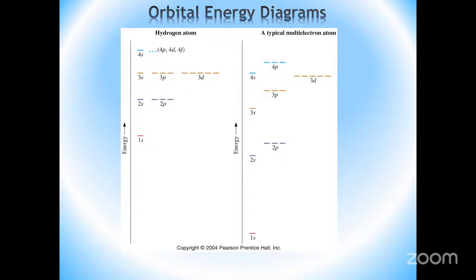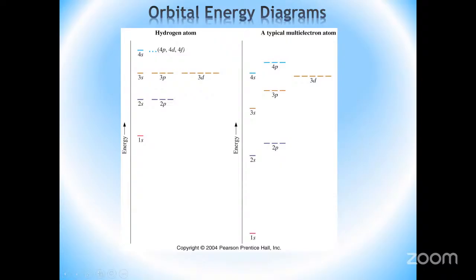Now, on the left, we have basically how the orbitals are arranged in terms of energy for the hydrogen atom. Remember, the hydrogen atom has only one electron. In this case, the first shell will have the 1s orbital, and then the second shell will have the 2s orbital plus three 2p orbitals, and then the third shell will have 3s, 3p, and the 3d orbitals, and so on and so forth.